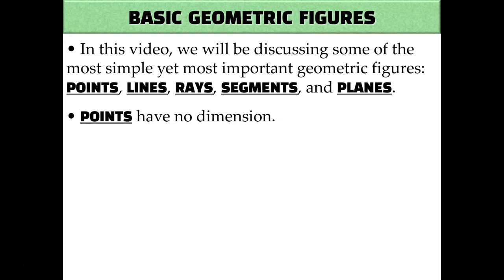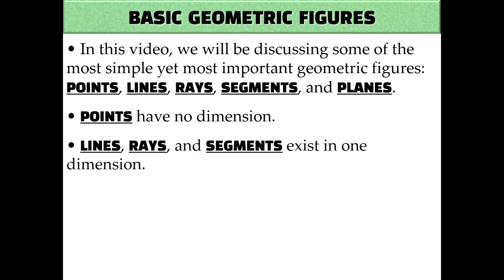Points have no dimension. That means they don't have a length or a width, you can't measure them, they're just a single point in space. Whereas lines, rays, and segments exist in 1 dimension, so they do have a length. In other words, you could measure them, like with a ruler. And planes exist in 2 dimensions, which means they have both a length and a width.